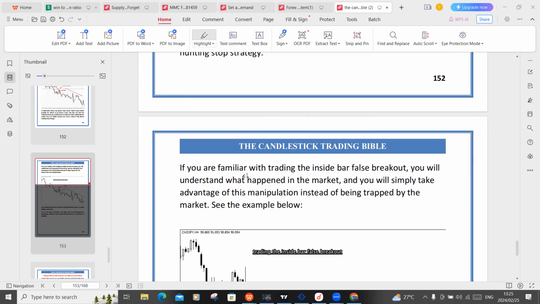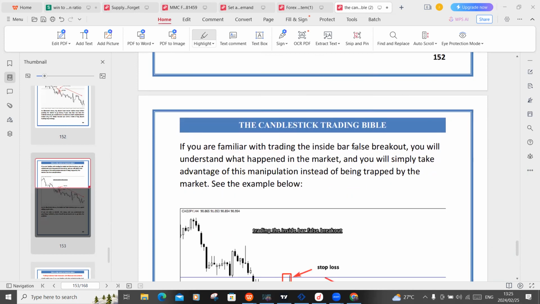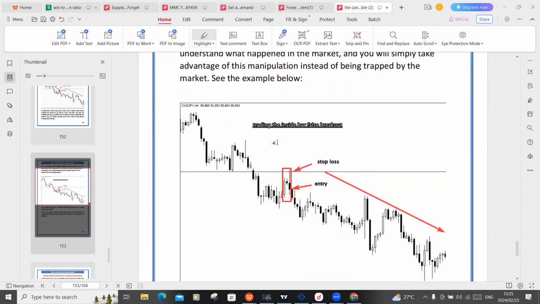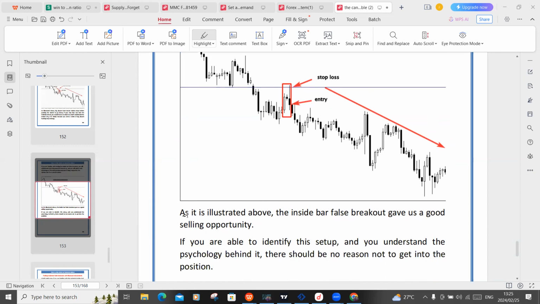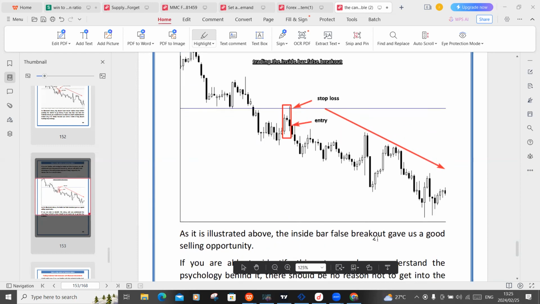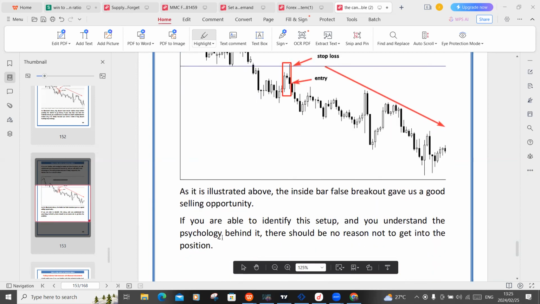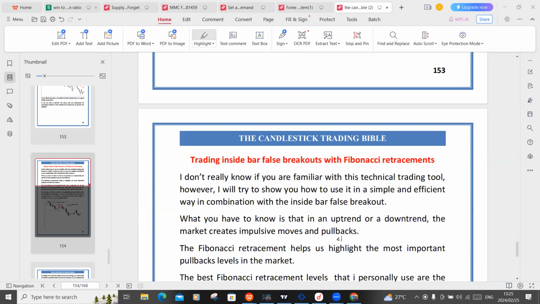All right. If you're familiar with trading the inside bar false breakout, you will understand what happened in the market and you simply take advantage of this manipulation instead of being trapped by the market. See the example below. All right, this is CJ. This is the 4-hour chart. Trading inside bar false breakout, stop loss, entry. Okay, let's see what the author is saying here. As illustrated above, the inside bar false breakout gave us a good selling opportunity. If you're able to identify this setup and you understand the psychology behind it, there should be no reason not to get into this position.